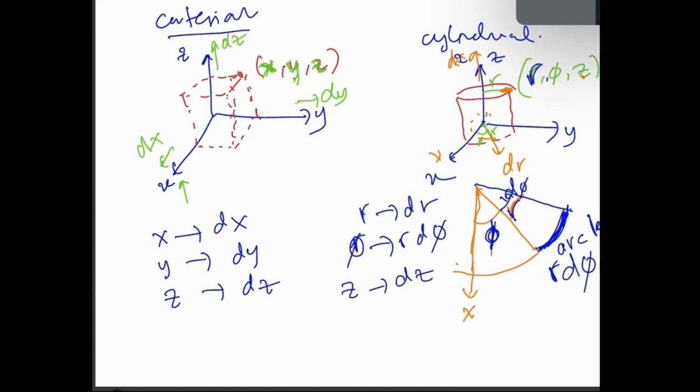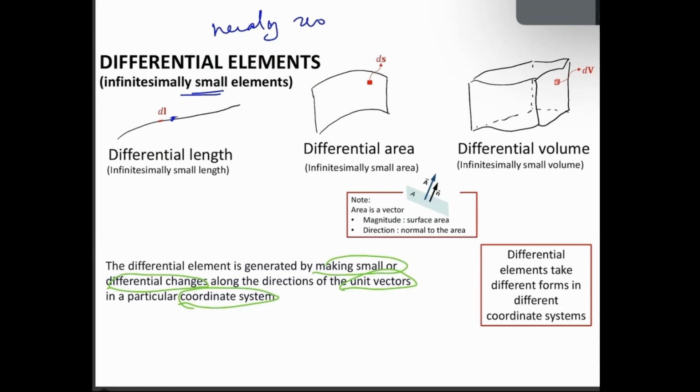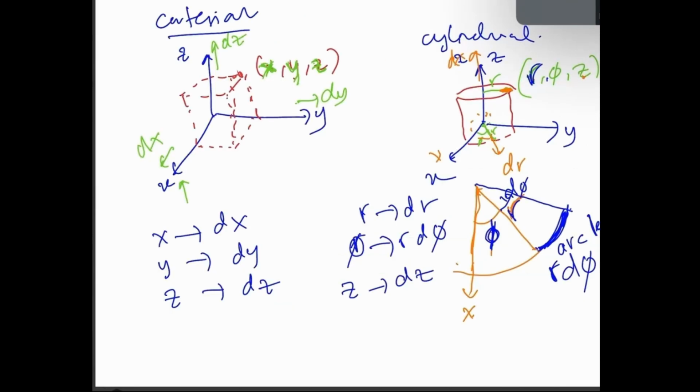This is to show the differential element making small differential changes along the direction of the unit vector. In a particular coordinate system, for Cartesian we have x, y, z, for cylindrical we have r, phi, and z. So the change of r is dr, the change of phi is r d phi. This is the arc. When phi changes, this length of arc equals r d phi. And then the change of z becomes dz.